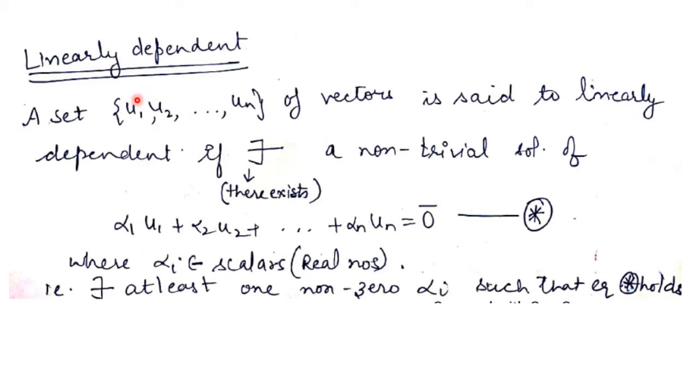Okay, so you are given any set, take its linear combination, equate it to be 0 vector, you get an equation, simplify this equation. If at least one non-zero alpha i exists such that this star holds, then we will say this set to be linearly dependent.